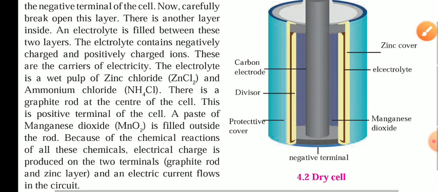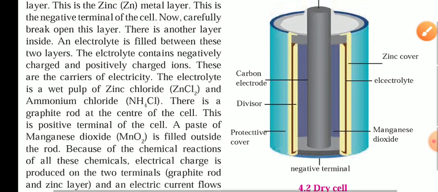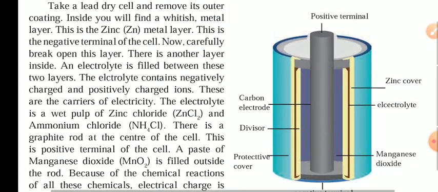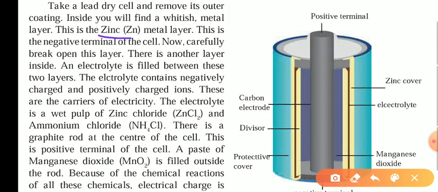Now we will see some theoretical part they have mentioned over here. You can see in this part the zinc metal layer is the negative terminal of the cell. That zinc layer that we have, the outer part of it, is the negative.